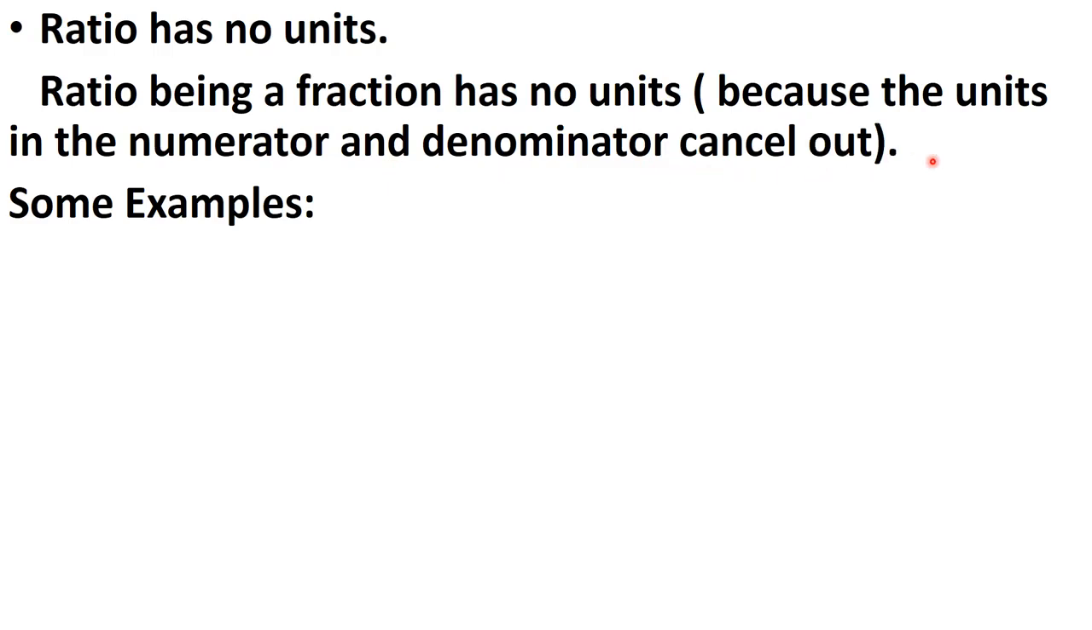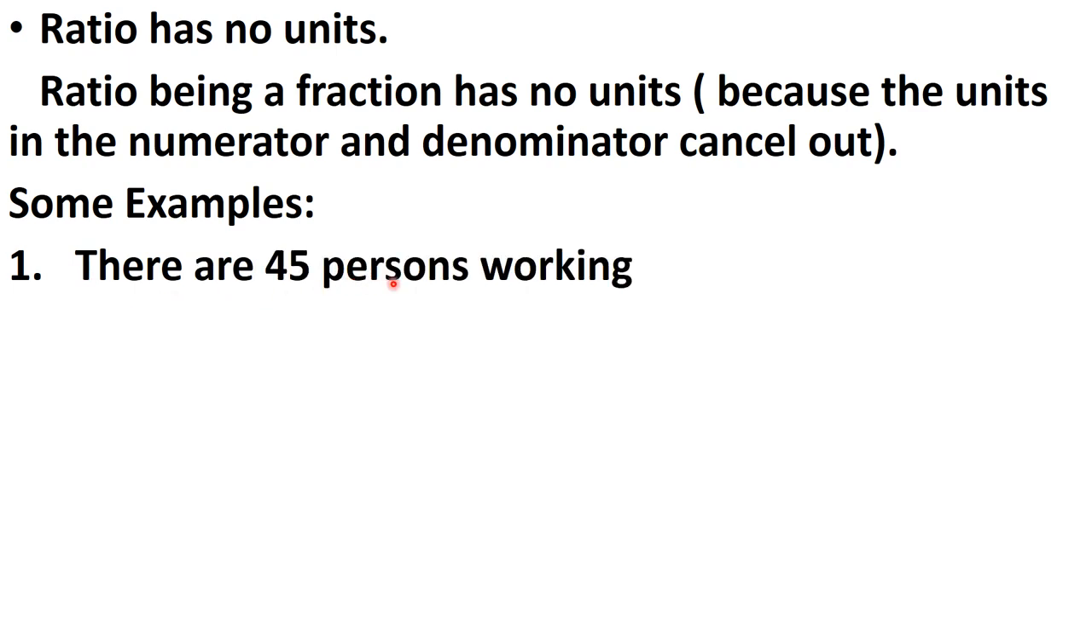Why are we not writing units? Because if rupees 18 is in the numerator, and in the denominator also it is there, rupees 13, then rupees to rupees will cancel out. So we will not write down units in a ratio. See some examples now.